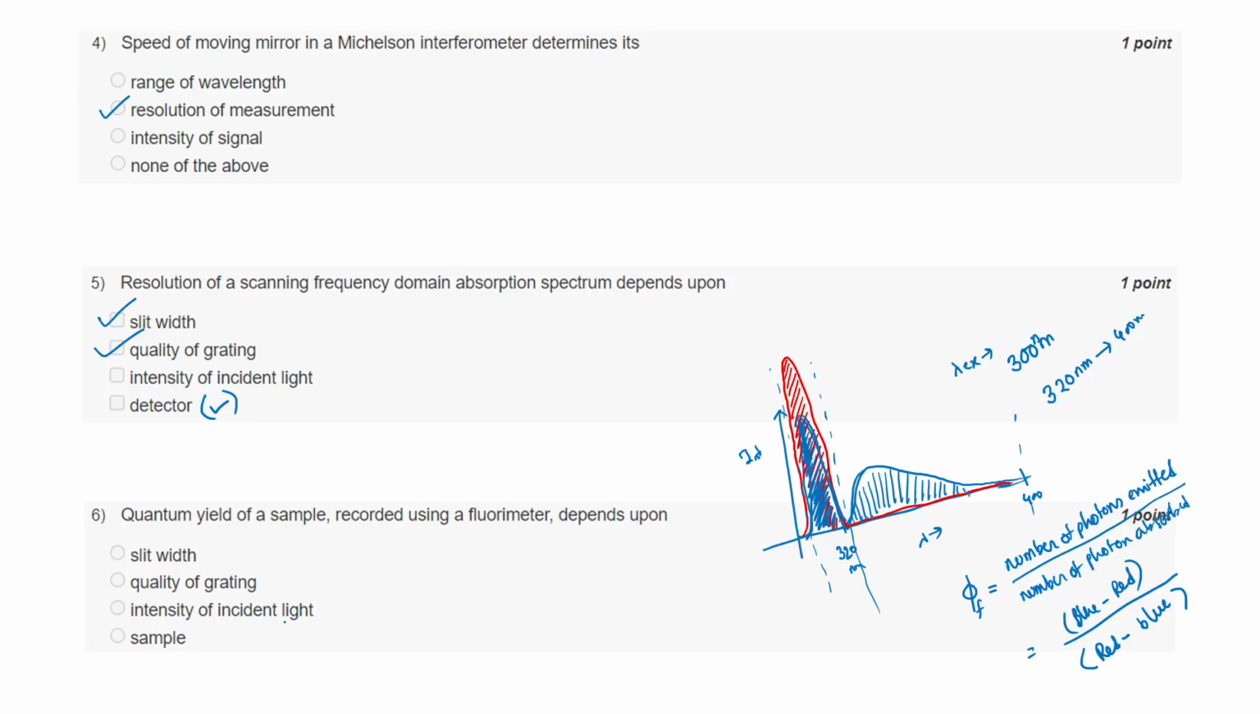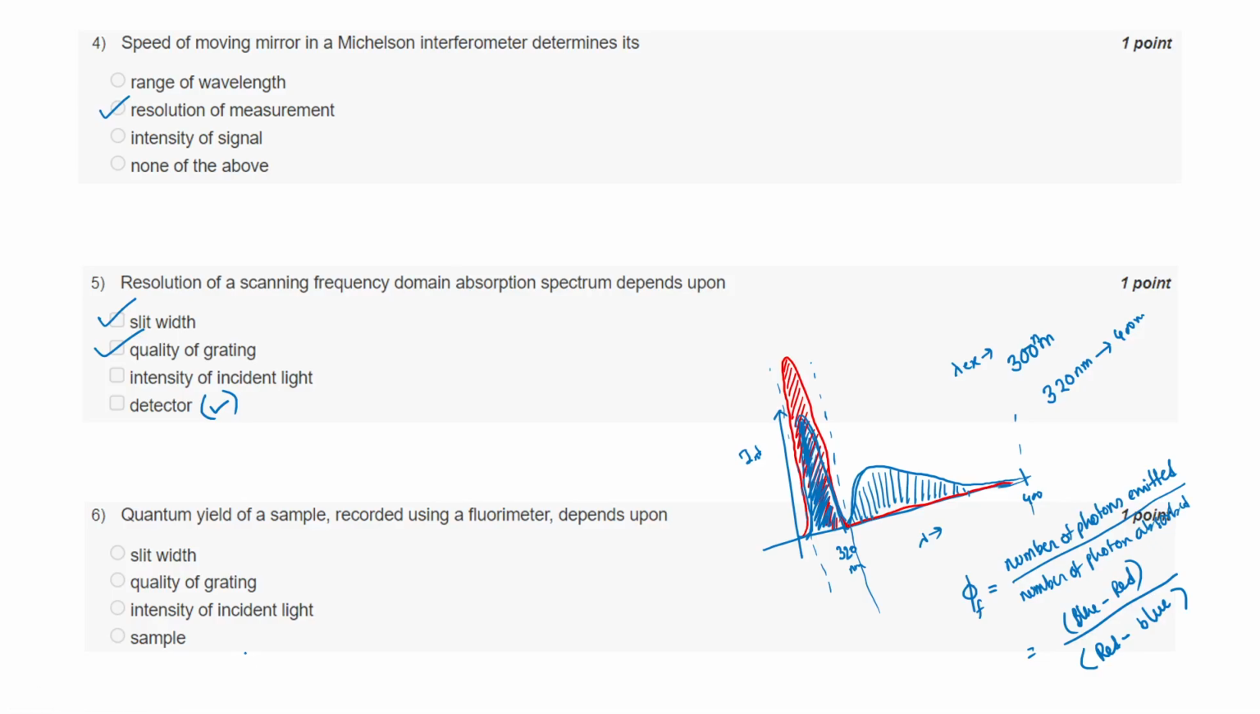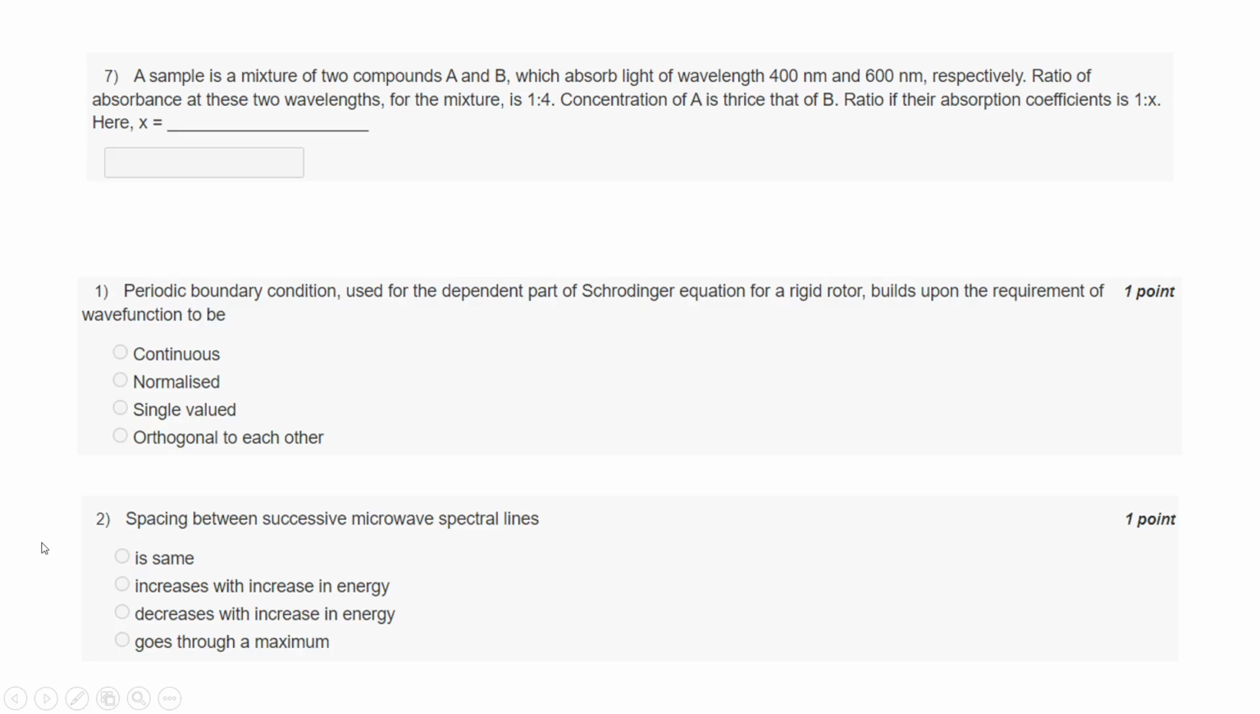Anyway, let us not digress anymore. We are getting information, but maybe we don't want that much. Anyway, so the quantum yield of a sample recorded using a fluorometer depends on the sample itself. Okay. Now let's go ahead.